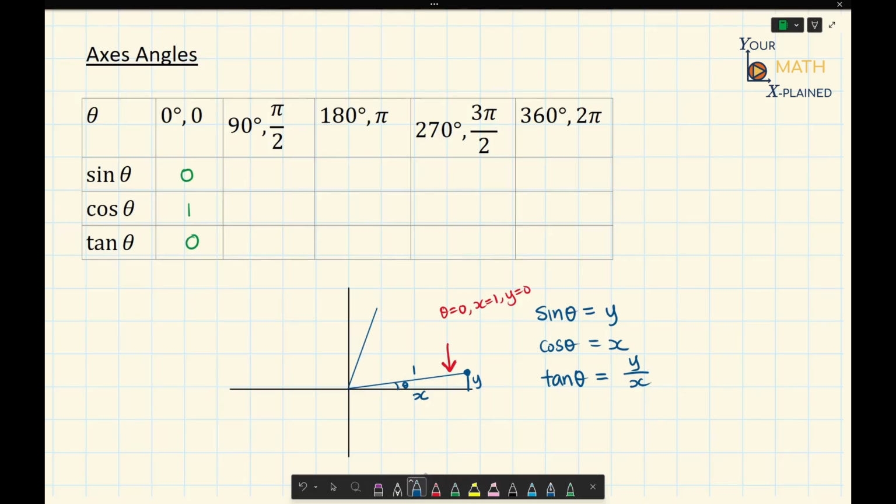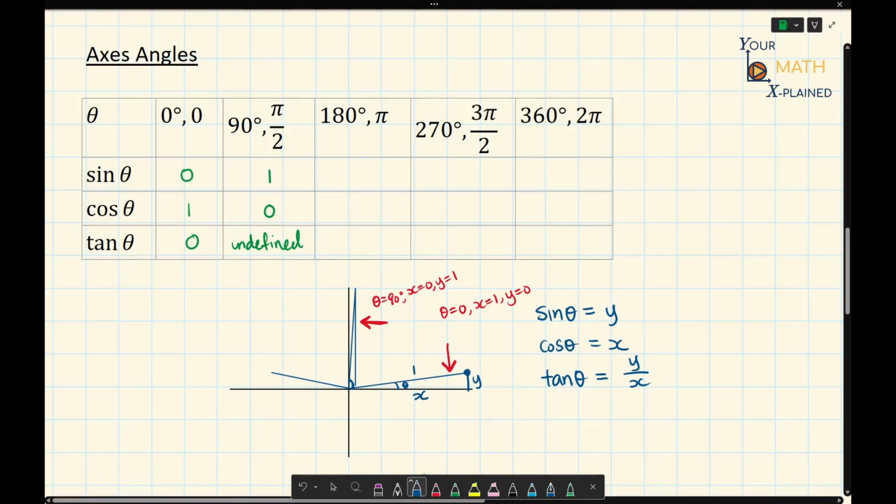And now we do the same thing for 90 degrees. So our triangle would be really close to the y-axis. So now, this is our angle theta. And what we're doing this time is we're pushing it until it goes closer and closer to the y-axis. And what happens then? Well, our theta is now going to be 90 degrees. Our x value is now 0. And then our y value is now the radius, which is 1. So therefore, sine theta is equal to y, which is 1. Cos theta is equal to x, which is 0. And tangent theta is going to be y over x, which is 1 divided by 0, which is undefined because we cannot divide by 0.